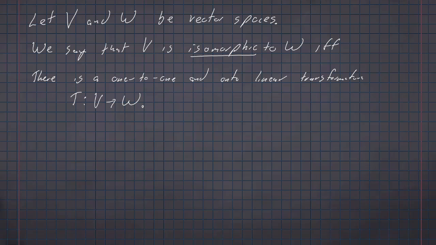Let's let V and W be two vector spaces. We will say that V is isomorphic to W if and only if there is a one-to-one and onto linear transformation T that maps from V to W.